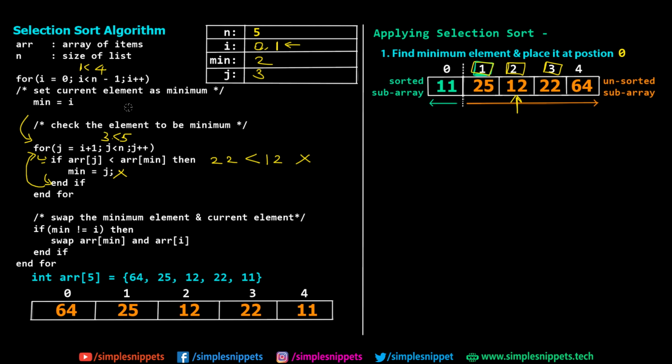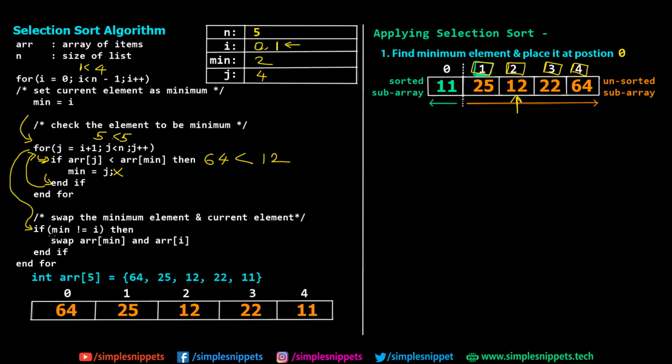j plus plus, j becomes 4. j becomes 4 over here also. We are keeping a track of these variables so that we can dry run it very nicely. Is 4 less than 5? True. So we again go inside. Now we again check is ARR of j, which is ARR of 4, which is 64, less than ARR of min. ARR of min is 2, which is 12. Is 64 less than 12? No. So this statement will not be executed. End if, end for, again come over here. Now j value becomes 5. So 5 is not less than 5, right? So we exit outside this for loop, come over here.